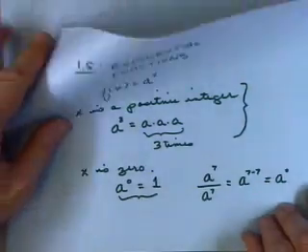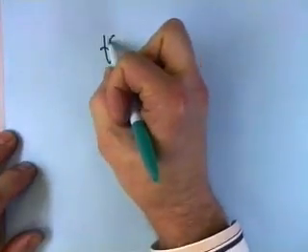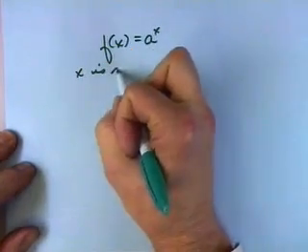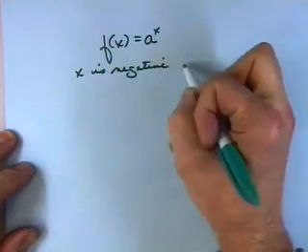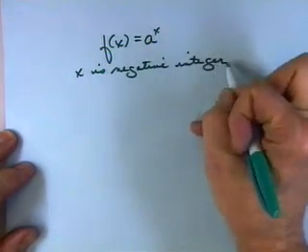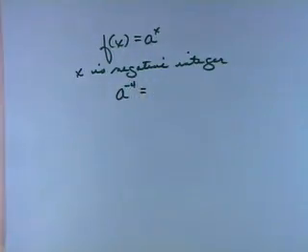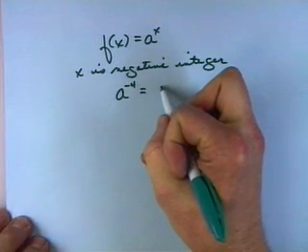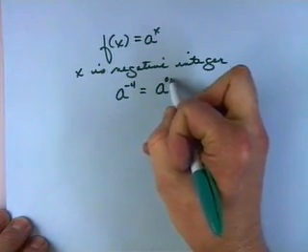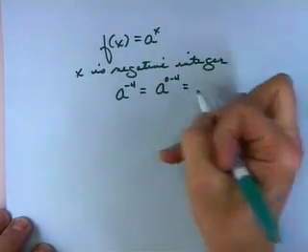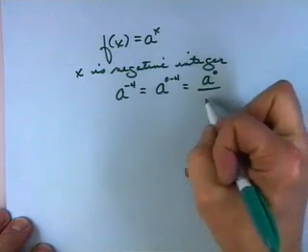How about a negative exponent? So we're going to have the same function. So let's say that x is a negative integer. So could we do this? Could we say that a to the negative fourth is a to the 0 minus 4? Is that true? That's true. And wouldn't that be a to the 0 divided by a to the 4?